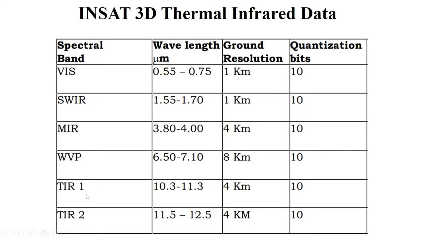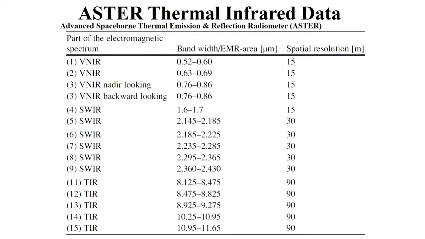Here you can see that the TIR1 band is 10.3 to 11.3 micrometer. TIR2, TIR representing thermal infrared, is 11.5 to 12.5 micrometer. And the spatial resolution is 4 kilometer.